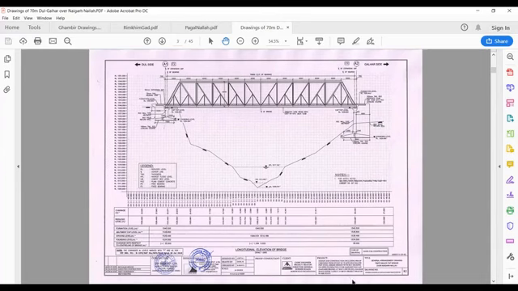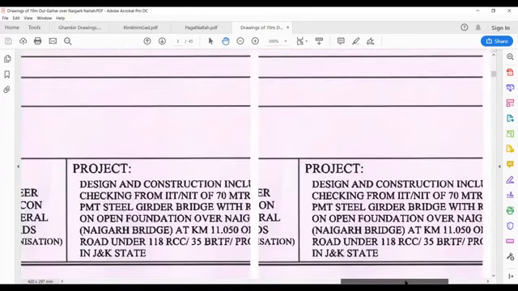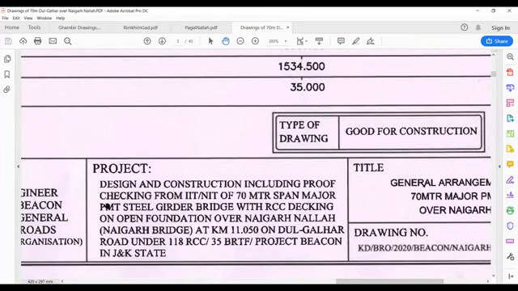You remember the description it had shown? Major permanent means it's a permanent structure. It is not going to be dismantled anytime soon. Major is usually when it is present over a major river like this, present over I think a tributary of Chenab or something. That is why it's major.